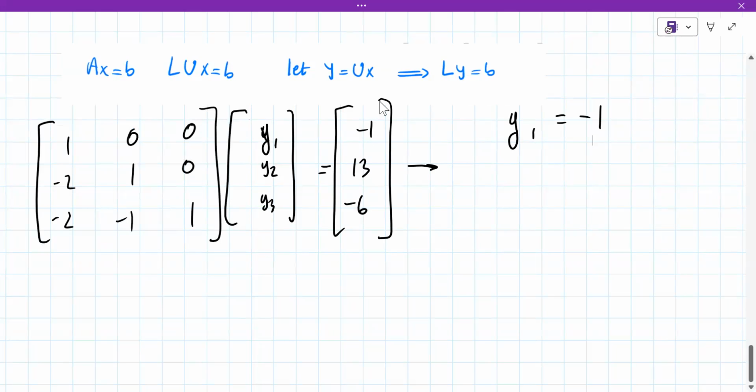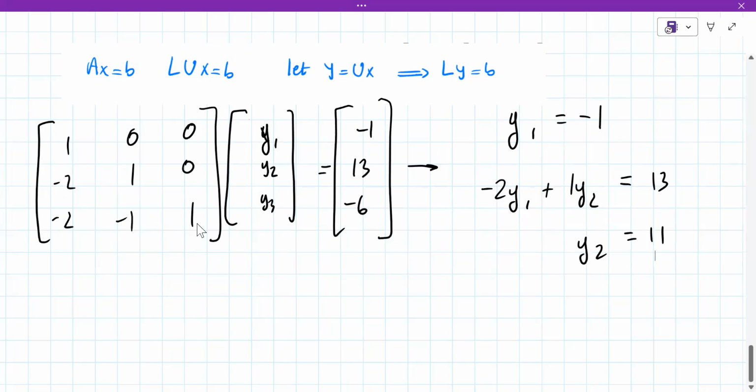Then the next one's a little more work, but you take this row times the column. So you get -2 Y1 plus 1 Y2 equals 13. But notice that you already have Y1, -1. Negative 2 times -1 is 2. The Y2 ends up equaling 11.